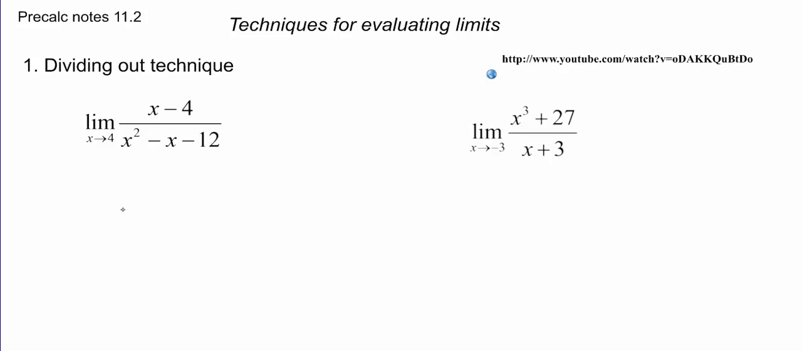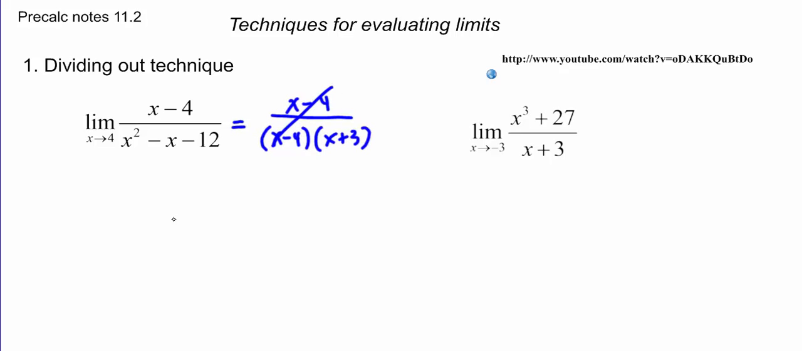Number one, dividing out technique is what we're going to use. So the limit as x approaches 4 of the function that's given to you. Now the problem would be if we plugged in 4, we'd have division by 0. And so clearly that's going to be an issue. But if you take a look at that denominator, we could factor that to be x minus 4 times x plus 3.